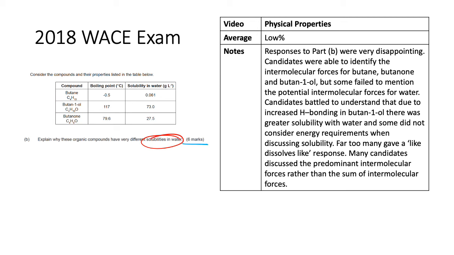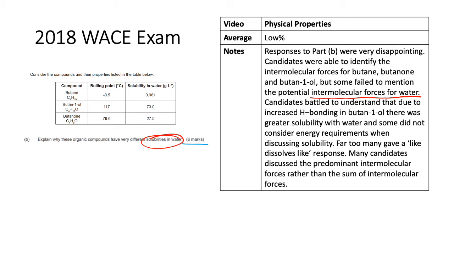It says responses to part B were quite disappointing. I don't know why this examiner took it so personally. Candidates were able to identify the intermolecular forces for butane, butanone, and 1-butanol, but some failed to mention the potential intermolecular forces for water. So remember, this is the solvent-solvent bonding. You've got to talk about the solvent-solvent bonds breaking, the solute-solute bonds breaking, and the solvent-solute bonds forming. So make sure that you discuss the solvent-solvent bonds.